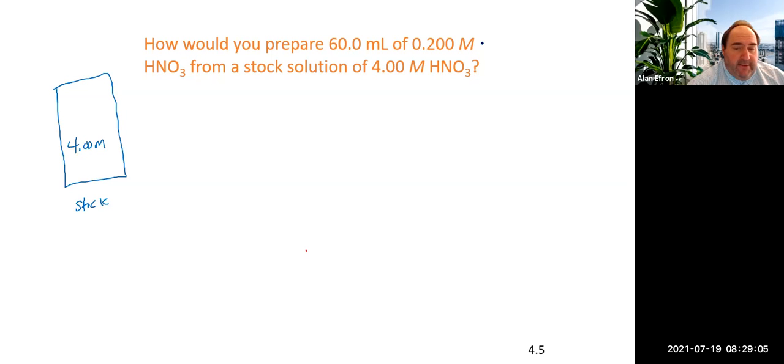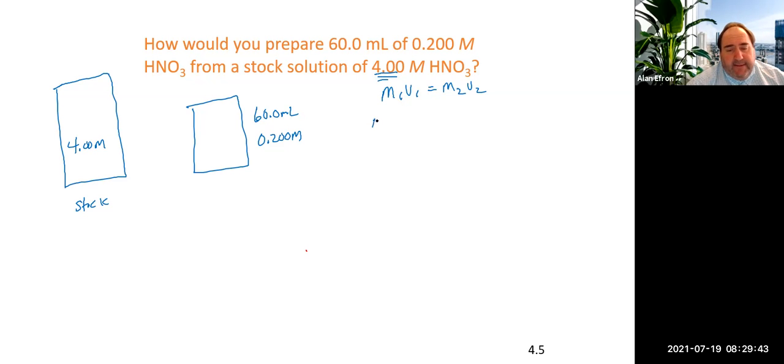What we then want to do is figure out how much of that we should use to make a new solution that has a total volume of 60 milliliters and a molarity of 0.2 molar. We want to figure out how much we should take out of the 4 molar to put in there to make the solution. We can use our dilution equation, M1 V1 equals M2 V2, assuming the 1 is the stronger concentration, that is this one. So M1 is 4 molar.